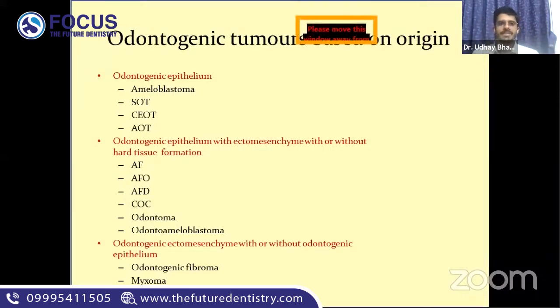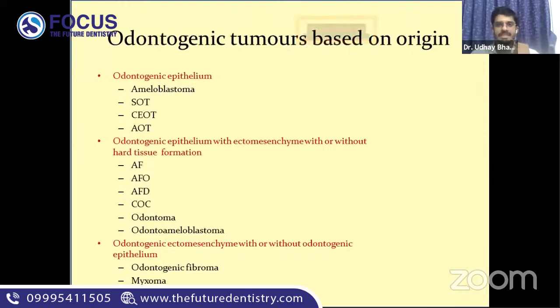Then you have those exclusively odontogenic ectomesenchyme derived. These include the odontogenic fibroma and the odontogenic myxoma. So please keep this in mind. When you are seeing this, you should recall what we have seen in our previous session also.